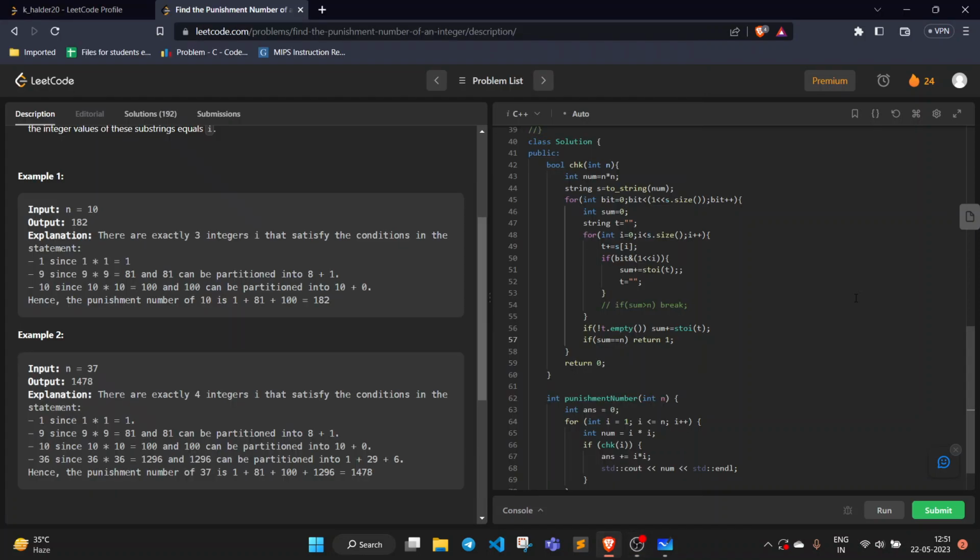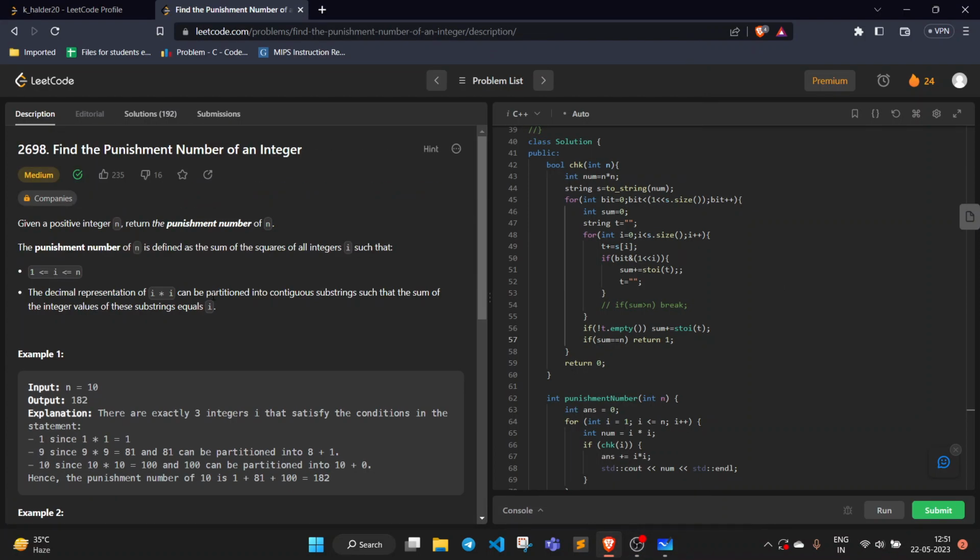Hi everyone, let's discuss this question which recently came in the LeetCode weekly contest. In this question we have to find the punishment number of a given number n. So, what is a punishment number? It is defined as the sum of all the squares of integers i such that the decimal representation of i squared can be partitioned into contiguous substrings such that the sum of the integer values of those substrings equals i, and that i goes from 1 to n.